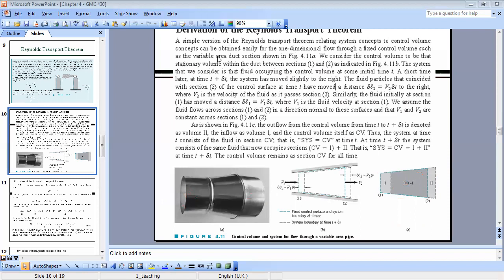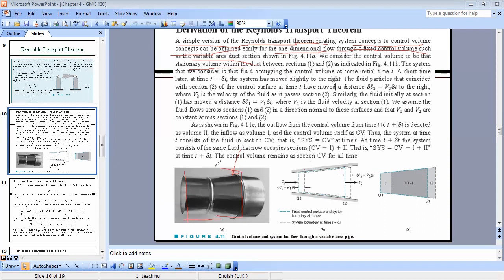First, as we said, a simple version of Reynolds transport theorem will relate system concepts to control volume concepts. And this is done by considering the following case. First, we consider a one-dimensional flow through a fixed control volume, such as the variable area duct that is shown in this figure. We will consider first the control volume to be fixed. It's not moving. And this control volume is defined between these two sections. So if you look at this figure, this is my control volume of interest.